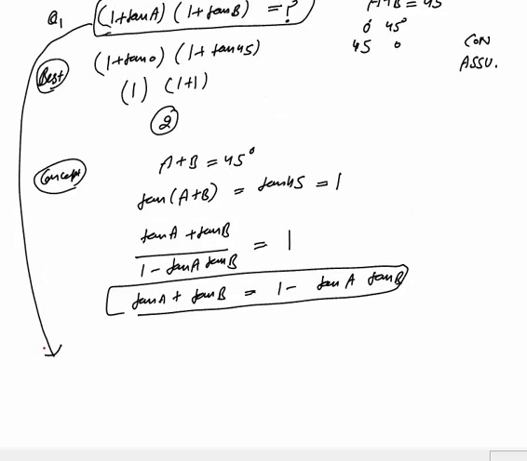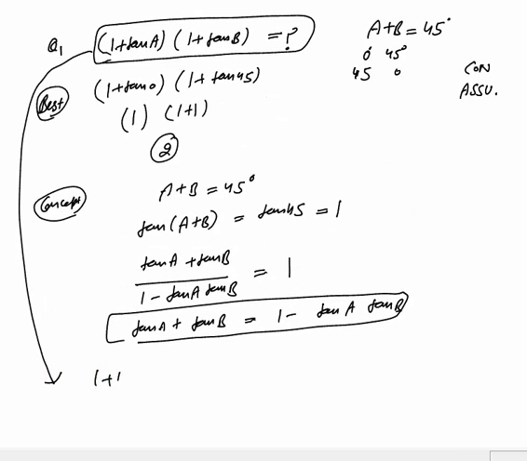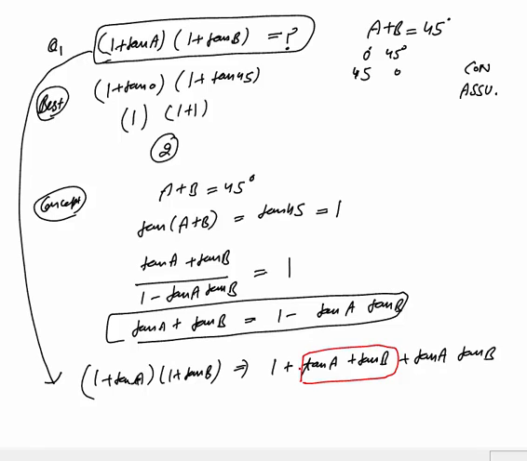The main equation was we need to find the value of (1 plus tan A) into (1 plus tan B). If you open this, multiply this, you will get 1 plus tan A plus tan B plus tan A tan B. Now I will put the value of tan A plus tan B from here. So 1 plus, what is the value of tan A plus tan B? This is equal to 1 minus tan A tan B.